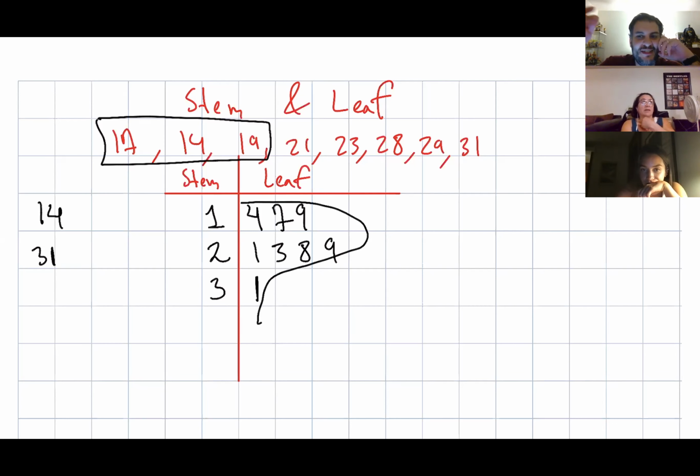Any other question in regard to the stem and leaf plot? All right, that was chapter 2.